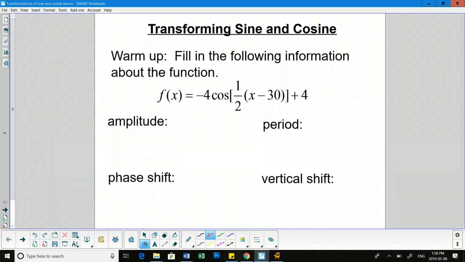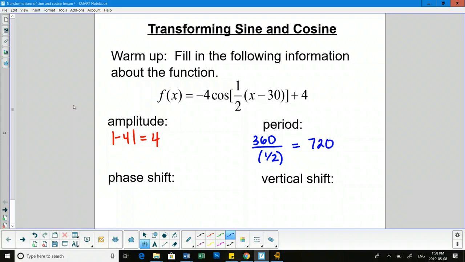Can somebody tell us what our amplitude is? Elise. 4, yes. We want to take the absolute value of the a value, and we will get 4. Sam, do you want to do period? Half. Oh yeah, I totally forgot about that. Yeah, so we'll take 360 and divide it by the k value to account for any horizontal stretch or compression that has happened, and you should get 720.